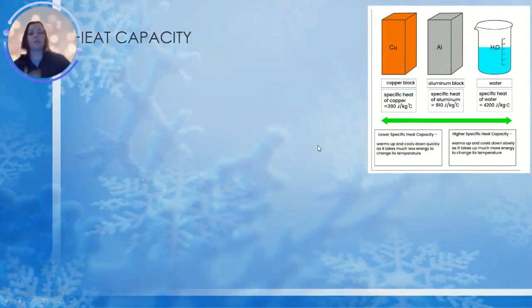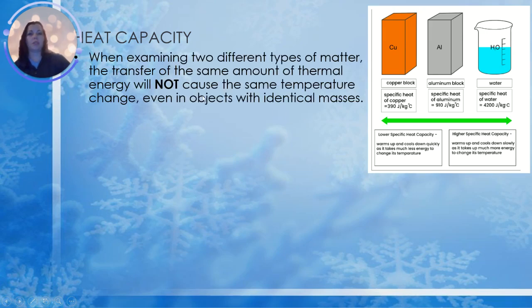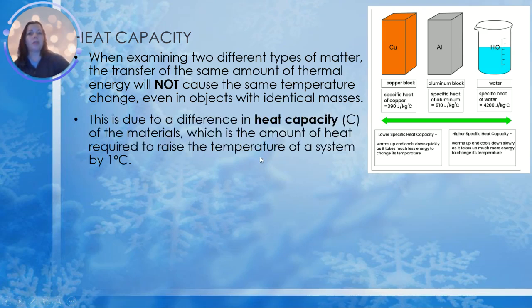So this brings us to the idea of heat capacity and some calculations. When you're examining 2 different types of matter, the transfer of the same amount of thermal energy will not cause the same temperature change, even in objects with identical masses. And that's because of a difference in heat capacity. So heat capacity is the amount of heat required to raise the temperature of a system by 1 degree Celsius. If you look at this graphic here, copper has a specific heat of 390 joules per kilogram degree Celsius. Aluminum is 910 and water is 4,200.